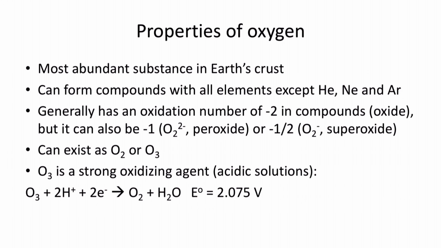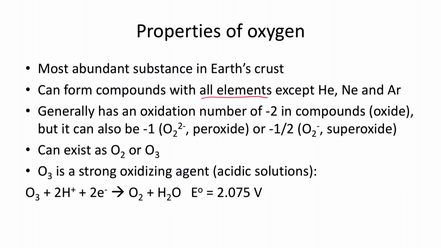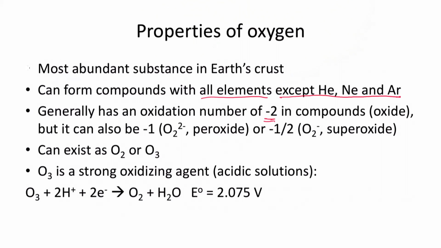Next, let's look at oxygen, the next element to the right of nitrogen. Oxygen is the most abundant element in the Earth's crust, and so I find oxygen pretty much everywhere on Earth. It can form compounds with all elements except for helium, neon, and argon. Those are the only three things on Earth that are not known to react with oxygen. Oxygen usually has an oxidation number of -2 when it forms compounds, as you saw earlier. It forms oxides. But it's also possible for it to have an oxidation number of -1, in which case it's a peroxide, or -0.5, in which case it's called the superoxide ion.